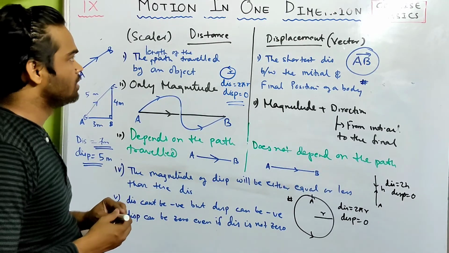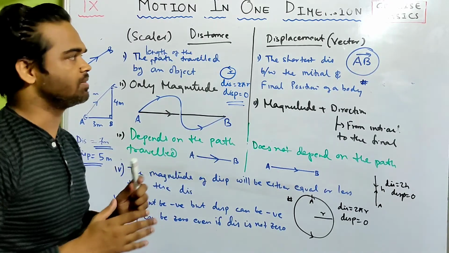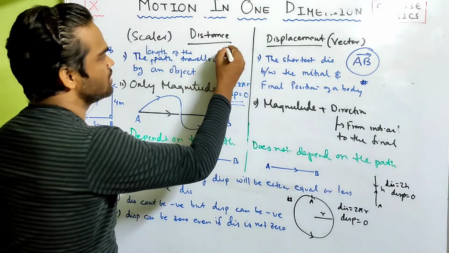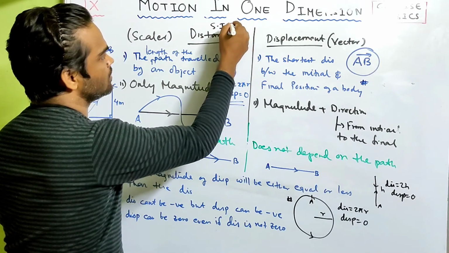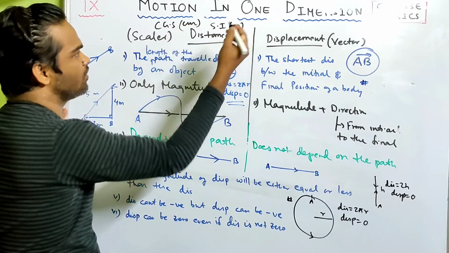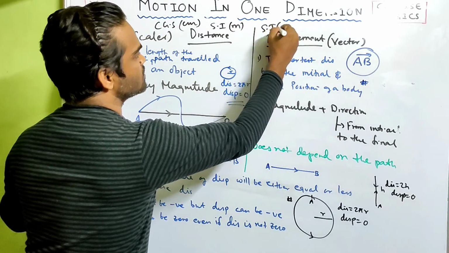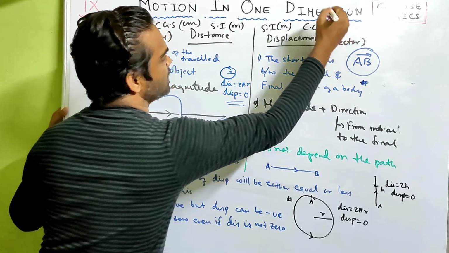So these were the differences you can see between distance and displacement. Unit we know. Distance, the SI unit is meter. The CGS unit is centimeter. Same for displacement. SI unit is meter and CGS is centimeter.